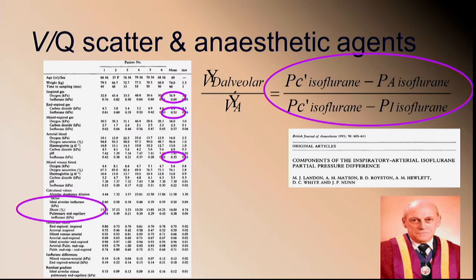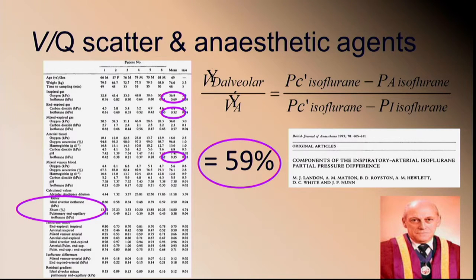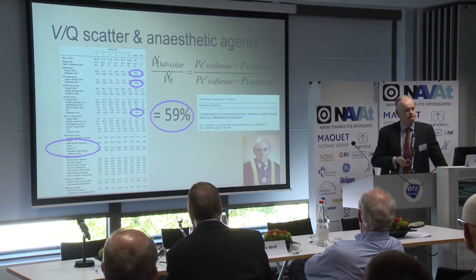They also thought they'd do the same calculation measuring isoflurane partial pressures instead. Same patients, same lungs, same equation, but the dead space for isoflurane, the alveolar dead space, is not 12%, it's 60%.